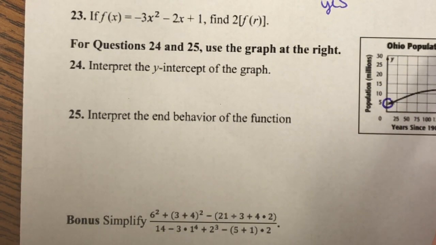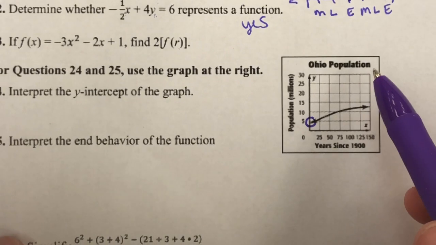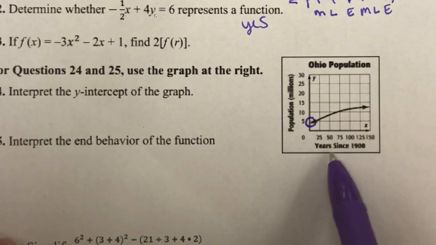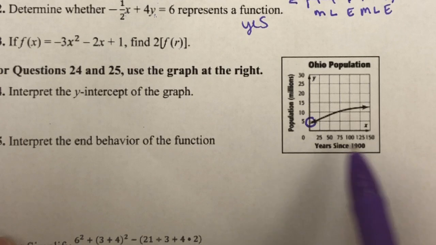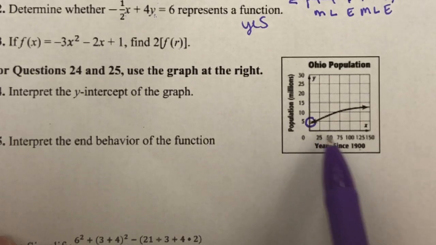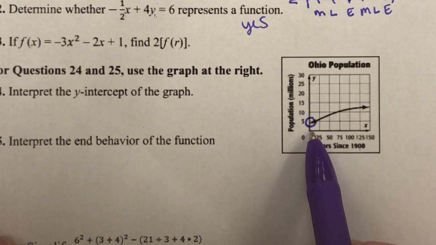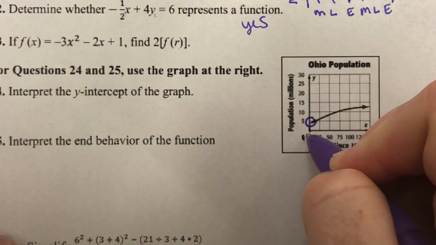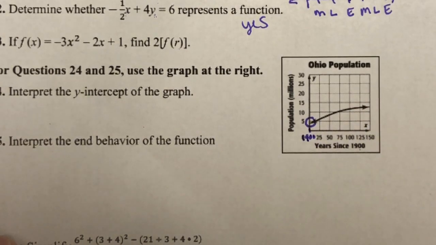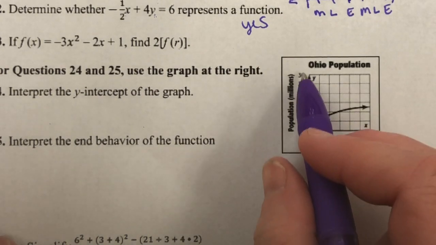Ohio population, the population in Ohio. So down here we have years since 1900, is that 100 or 0? It doesn't look like a 0, but I'm just going to say it's a 0 because I can't read what it says. Okay, so here's 25 years since 1900, 50 years since 1900, but if this is 25 years since 1900, what is this, 0? That must be the year 1900, right? So we'll put 1900 right there. It's been 0 years since 1900 on the y-axis.